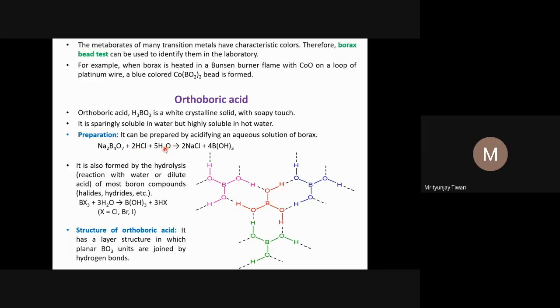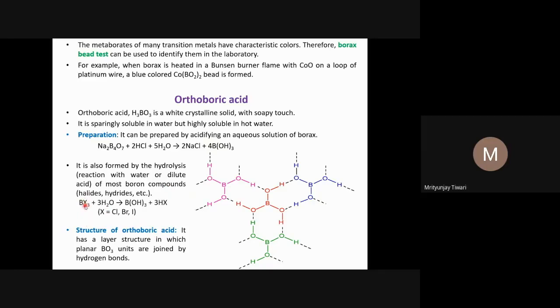When one hydrogen reacts with water, what will happen? Two OH groups will be formed, and those OH groups combine with the boron, and this way the formation happens. So it is also formed by the hydrolysis of most of the boron compounds, particularly boron halides and boron hydride. The hydrolysis reaction of boron hydride we will see later. Boron halide is reported here.